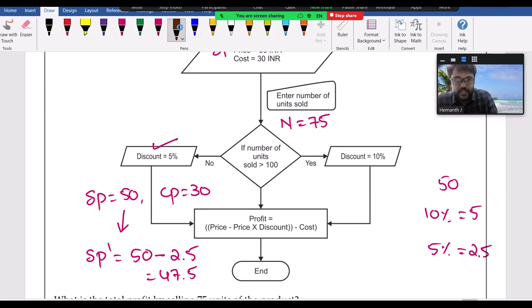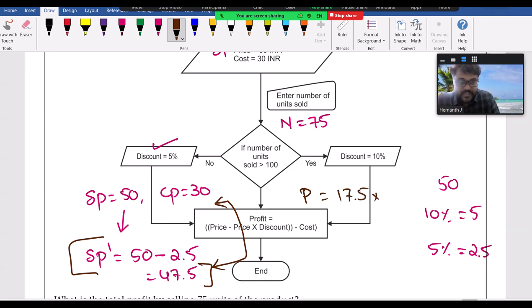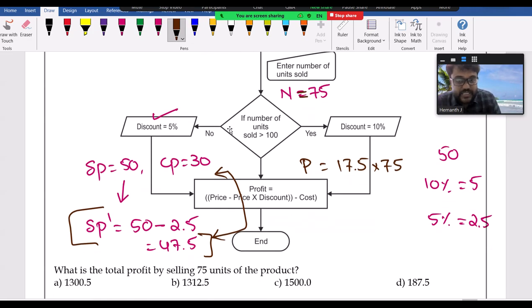We are giving discount. Now each item's profit. Profit of each item is 17.5. You are selling 75 items like that. Guys, number of units is 75. For one item, 17.5 rupees profit. 75 items are there, so check it out. You multiply 17.5 into 75. The answer will be 1312.5.